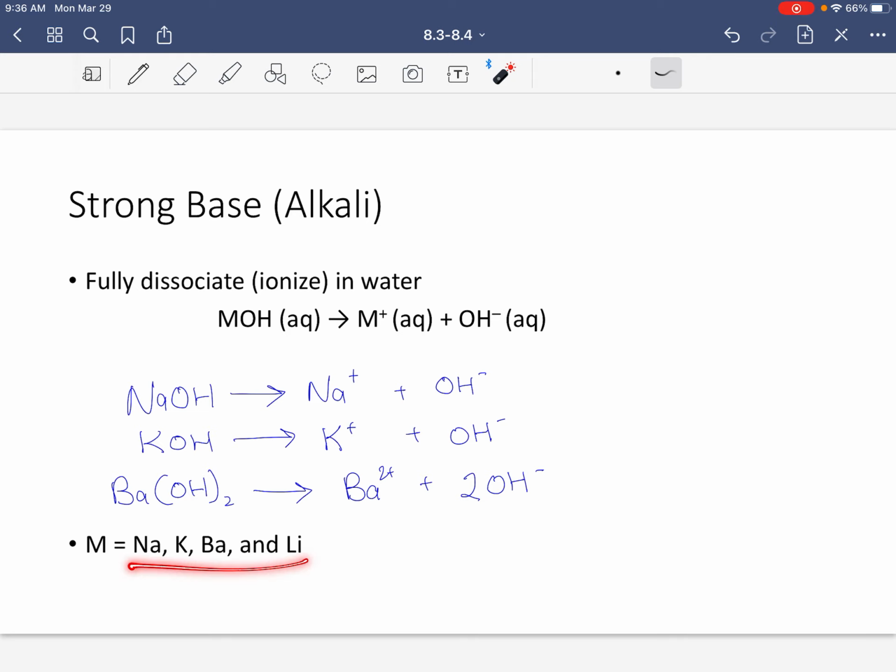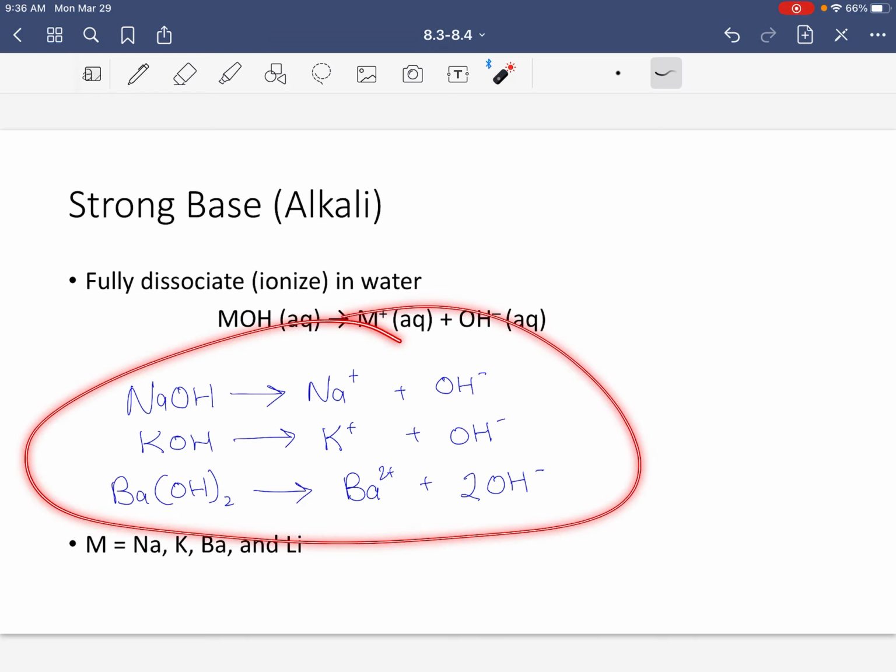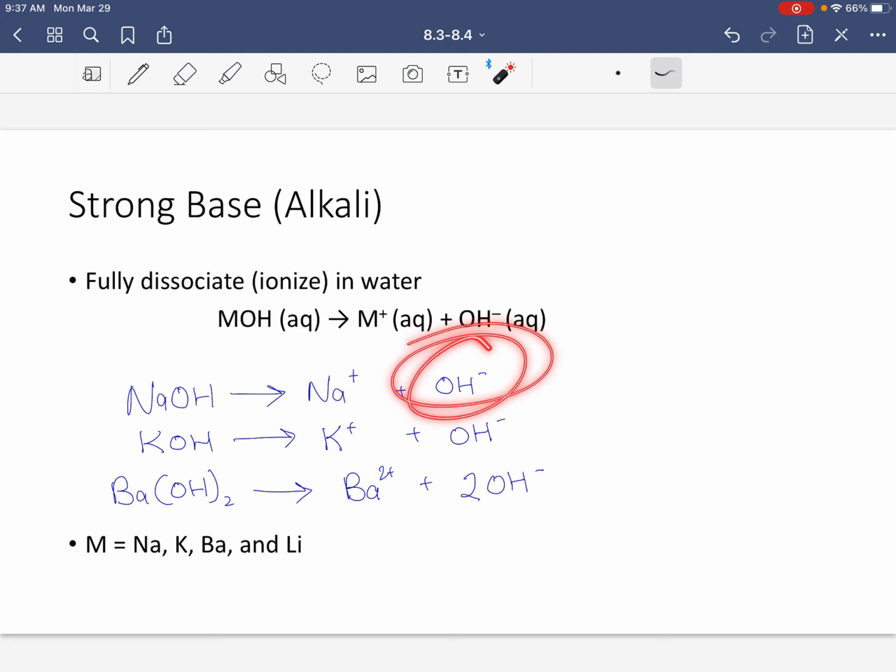Now, if it's not these bases, all the other bases that you will see are going to be weak bases. That's just the way it is. But these are obviously strong bases. They make lots of OH minus, pH is going to be high towards 14, and those are known as alkaline.